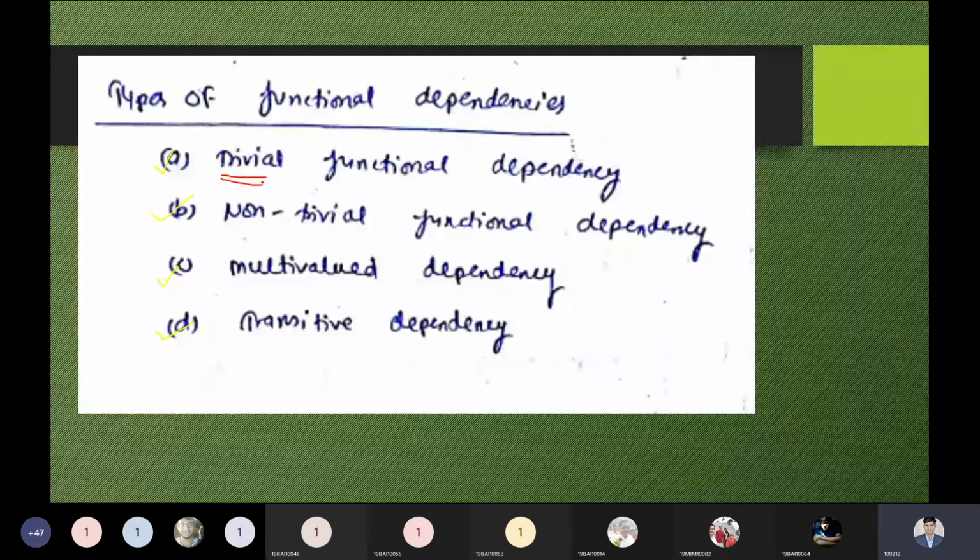The reverse of the trivial functional dependency is known as non-trivial, and through a simple example you can understand this concept. For multi-valued dependency we have an example, and the same goes for transitive dependency. Please keep in mind the important point that we have only four types of functional dependencies, and each dependency has its own meaning. I'm going to start from the beginning, the trivial functional dependency.